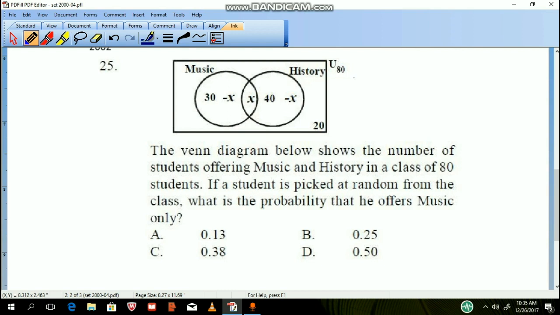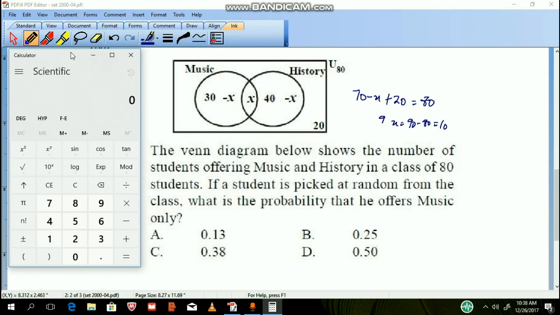The value of x should be 30 minus x plus 40 minus x. So we have 30 plus negative x plus x, that will be 0. So we have 30 plus 40, that will be 70. So we have 70 minus x plus 20 should be equal to 80. So this plus this, that is 90. So x will be equal to 90 minus 80. That will be 10. So x is 10.